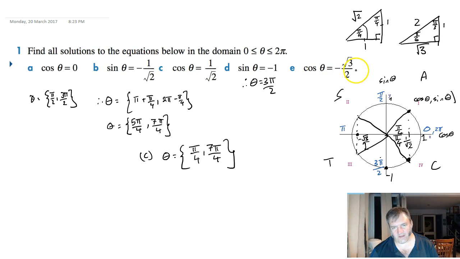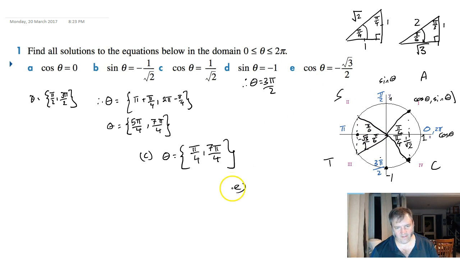So we want cosine to equal √3 on 2. Cosine's adjacent over hypotenuse, so it's got to be this angle, pi over 6, to give me √3 being the adjacent and 2 being the hypotenuse. So this angle in here is going to be pi over 6. This angle in here is going to be pi over 6.